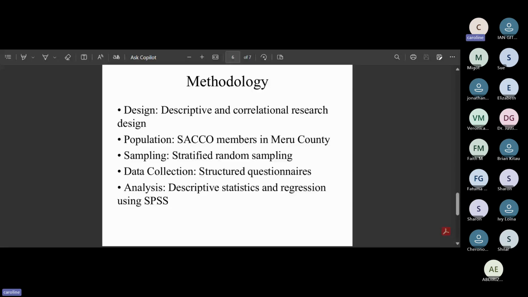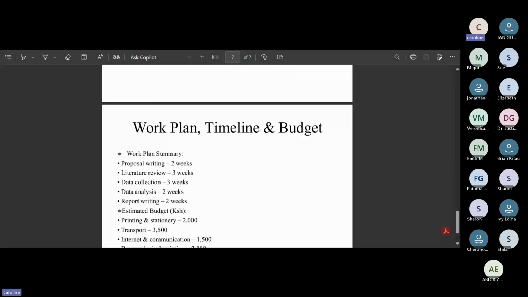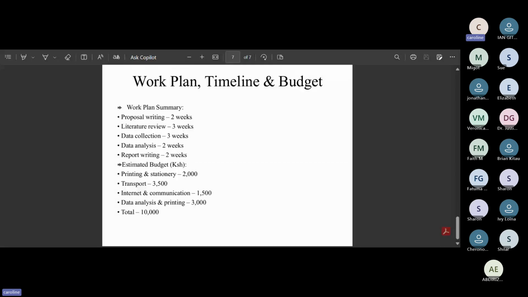My work plan summary: the proposal will literally take 3 to 4 months. The estimated budget is around 10,000. I might have skipped some slides, but Daktari will guide me on that. Thank you.